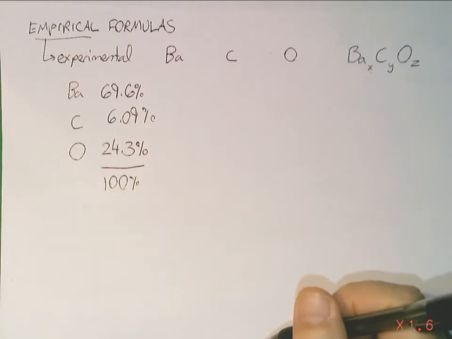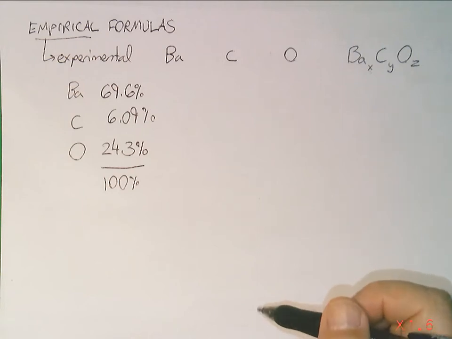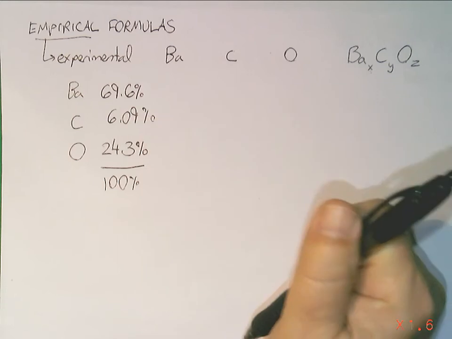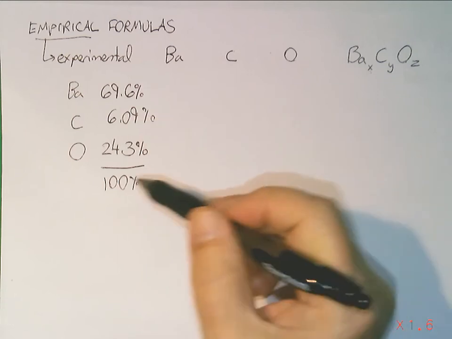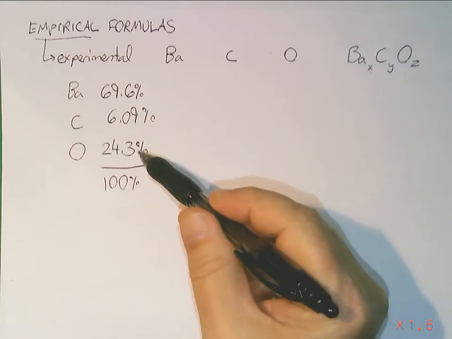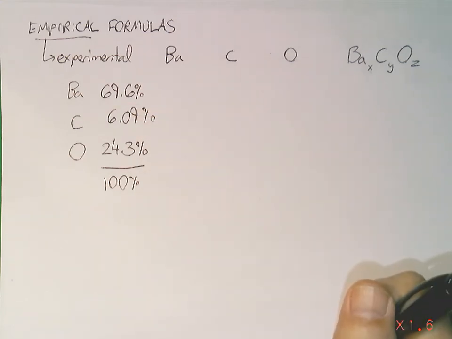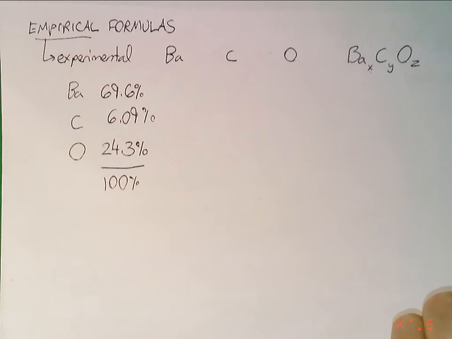Now you'll see some problems that start out this way that will only give you 2 of the 3 percentages, or they'll give you 1 percent missing. You can always figure out the last percent. It's going to be 100% minus the other percentages. So you might see that on the homework or on the worksheet.